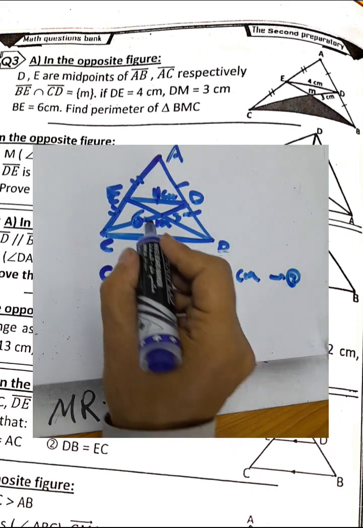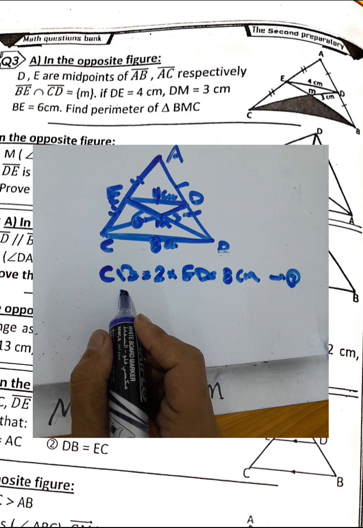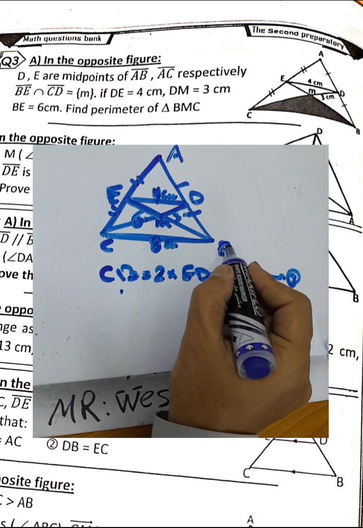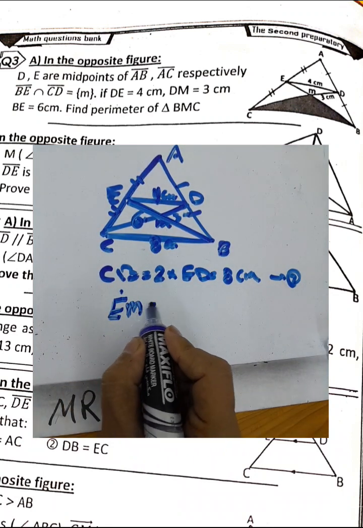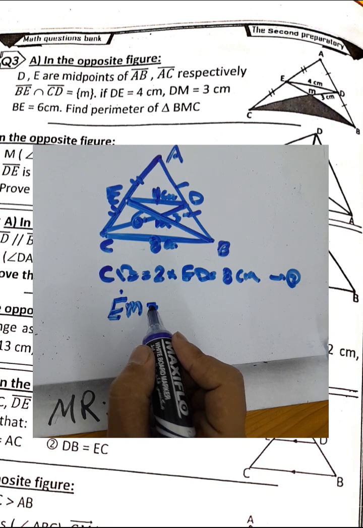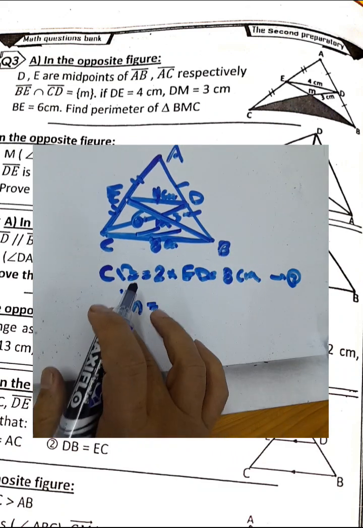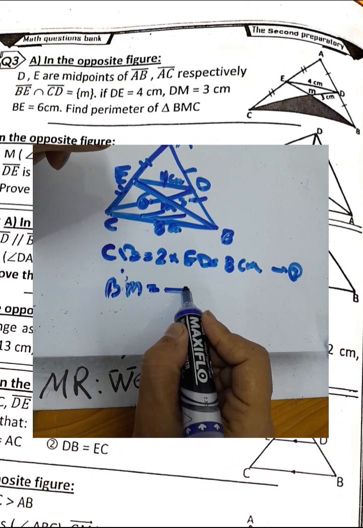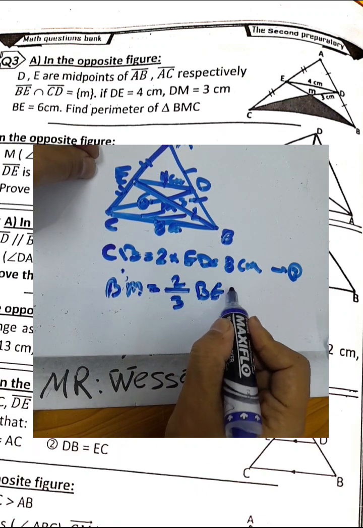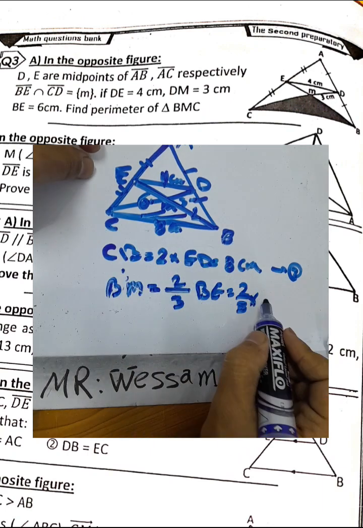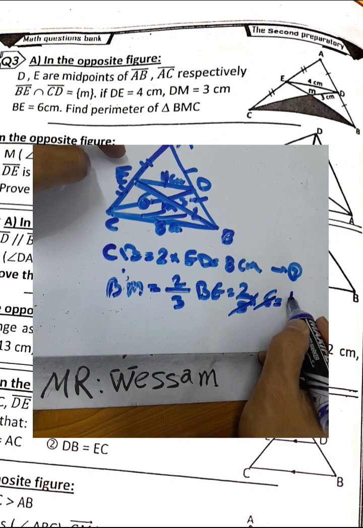And then you can find the length of EM. Okay, he gives us this example: BE was 6, the side length here 6. Then we can find the length of EM. Or he wants to find the perimeter of triangle BMC. Since you want to find the length of BM, BM is 2 parts from 3 parts of BE. Then the result will be 2 over 3 times 6, because the side length of BE is 6 centimeters. 6 divided by 3 equals 2, 2 times 2 equals 4 centimeters.